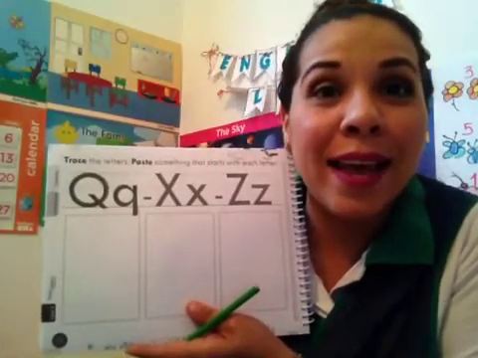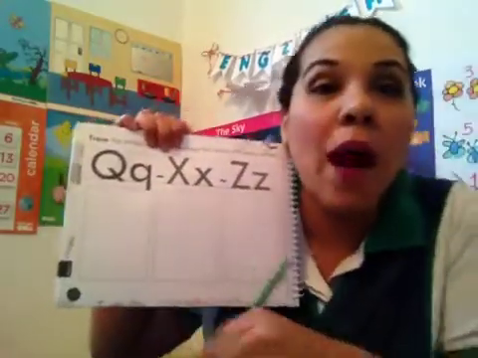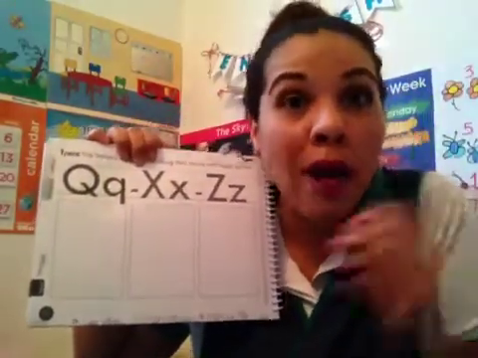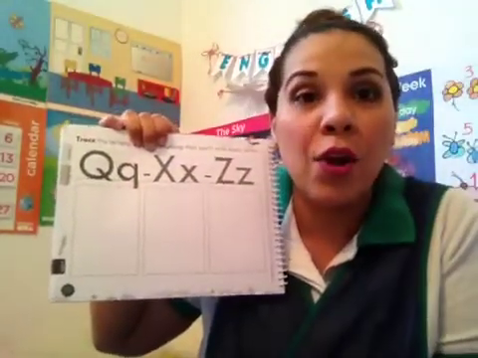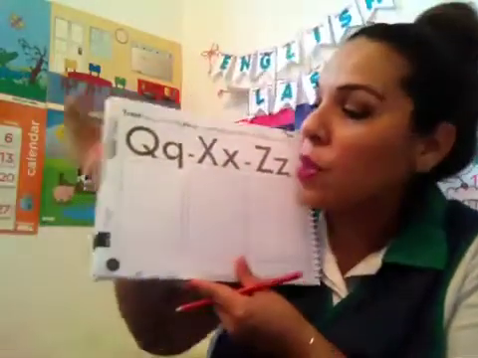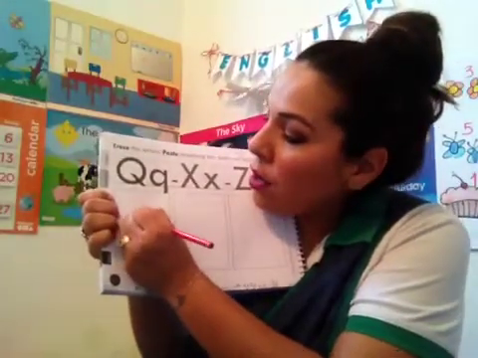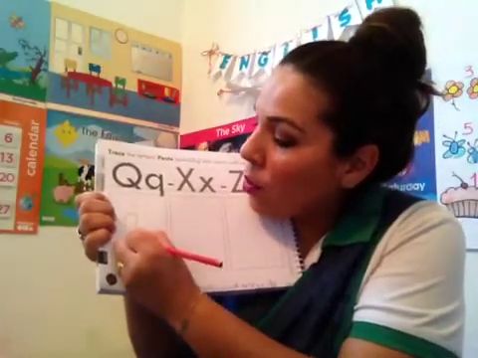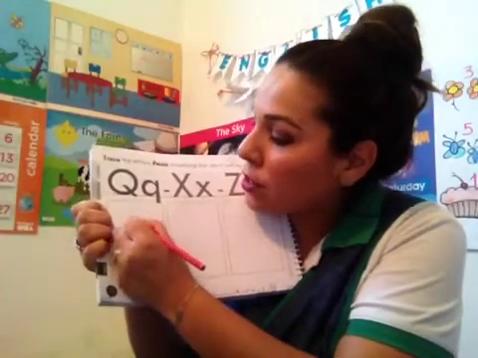Q is for quilt. Excellent. Quilt. Okay, right now I am going to draw only one object that begins with letter Q. And I am going to draw a question mark, okay? Right here, I am going to draw a question mark for question.